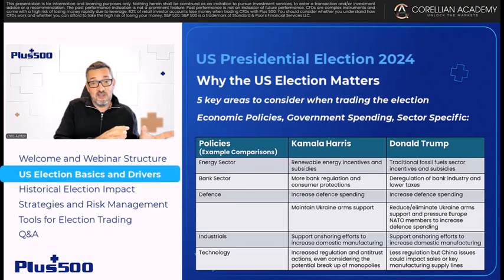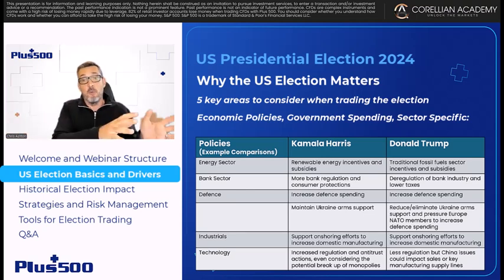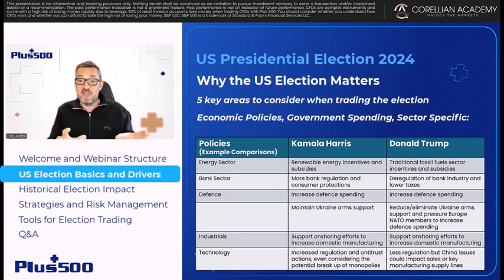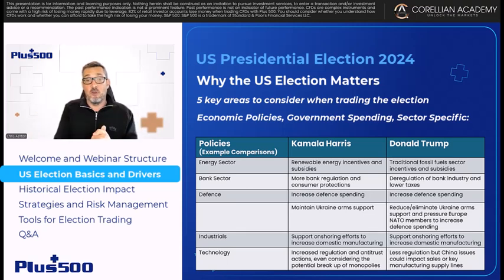Harris is seen as likely to pursue a push into renewable energy with policies and incentives that are supportive of solar, wind and electric vehicle infrastructure. This could not only have an impact on the sector and specific company stocks, but could also have a direct impact on prices of copper, which is a key component in renewable energy solutions.